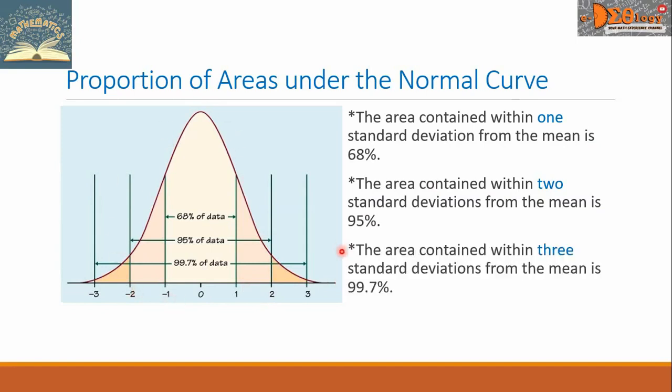The area contained within three standard deviations from the mean is 99.7%. From this -3 up to +3, that is the 99.7% of the area.